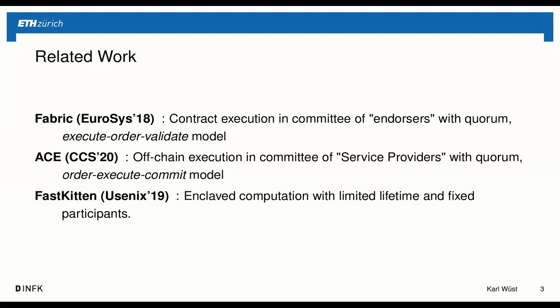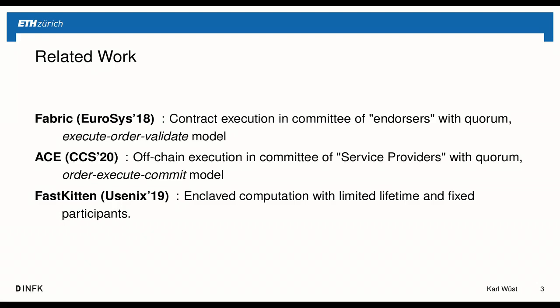However, neither of these two solutions can be used to retrofit expressive smart contracts into legacy cryptocurrencies because they both require additional steps after ordering to ensure consistency. So ACE uses an order-execute-commit model and Fabric uses an execute-order-validate approach. This is a problem when we want to retrofit this into legacy cryptocurrencies because the ordering in these blockchains already has side effects such as money transfers, for example, which cannot easily be rolled back after this step. For more details on this, I encourage you to read the paper.